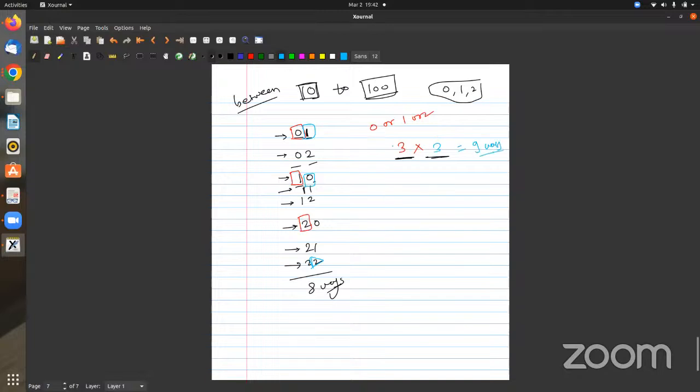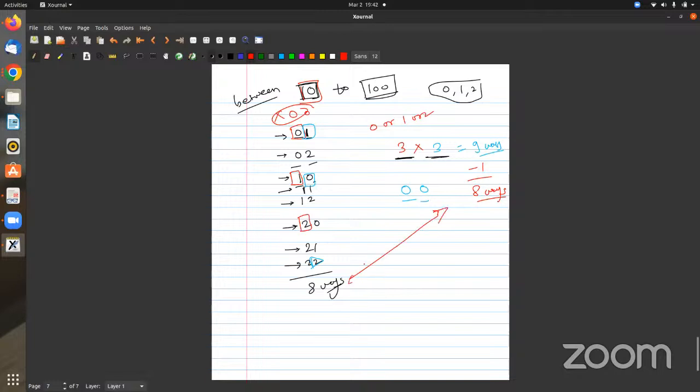9 ways. But which possibility will this include? I can have 0 at this place and 0 at this place, but that 0 0 means 0. I don't want this, because I don't want to consider 0, since I'm finding the numbers between 0 to 100. So I can't include this 0 in our list. That's why I need to subtract this 1 from the 9 ways, so it will become 8 ways.